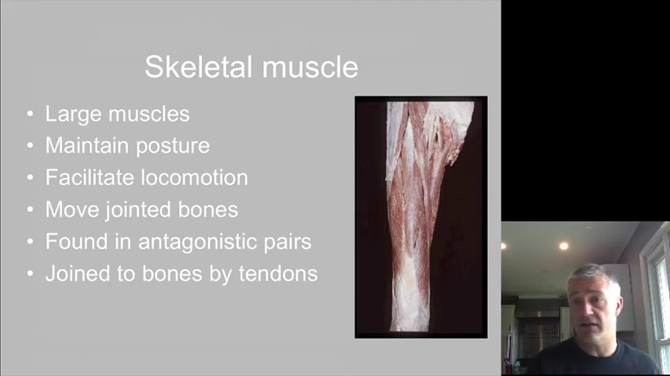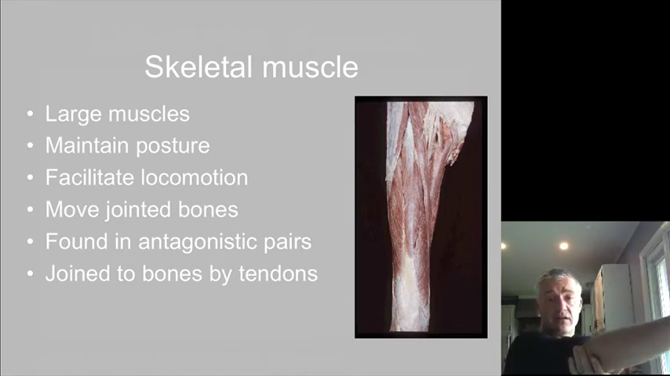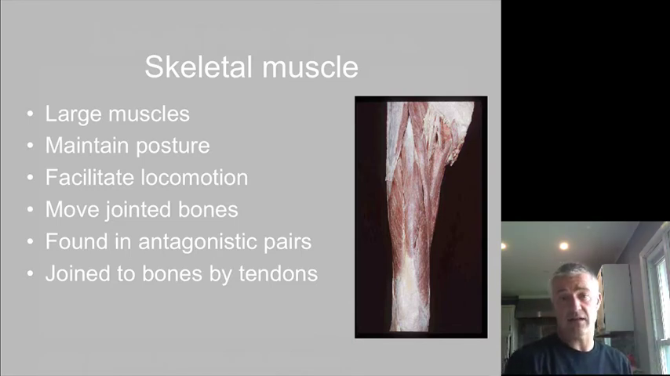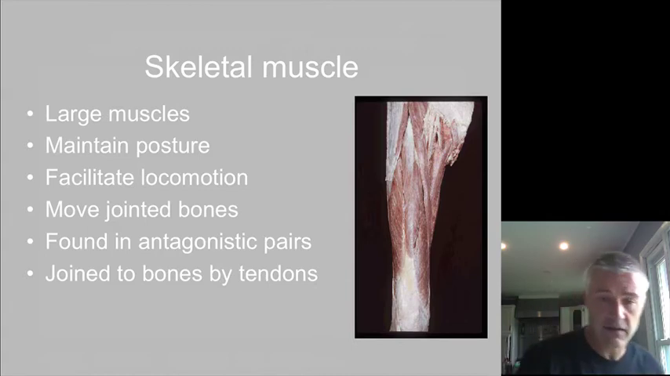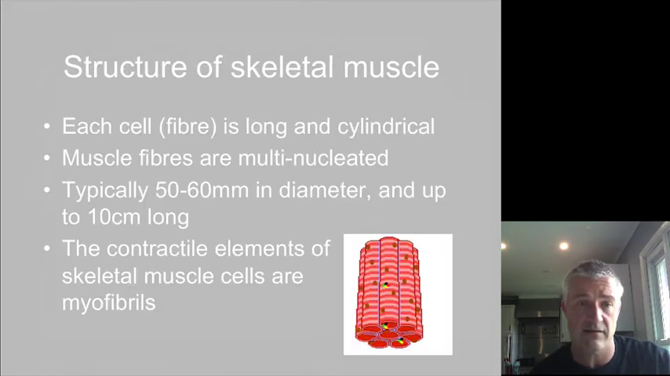So skeletal muscle, these are going to be the large muscles of the body. We will be doing a lot of looking at some of the anatomy of this as well. These help maintain posture. They help us move. So movements like this would be skeletal muscle, those jointed bones, generally found in antagonistic pairs. So you have one muscle that will do the contraction like that flexion, another muscle that's going to do the extension. Be kind of silly if we got like this and then you couldn't undo it. And these are being held to the bones by the tendons.